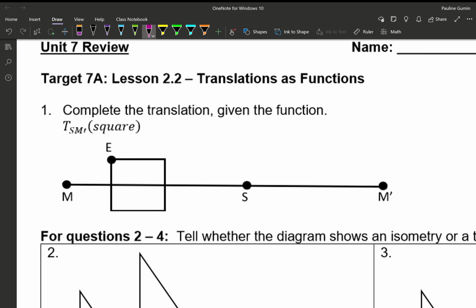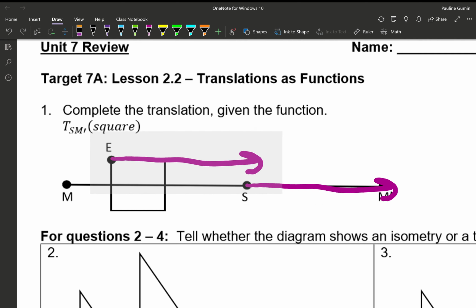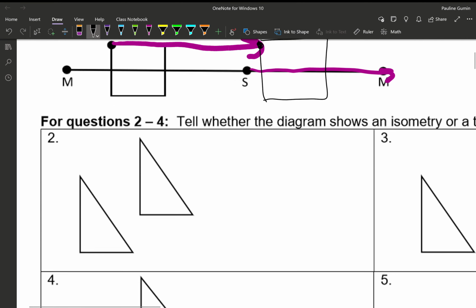Now, I'm going to be using the magic of technology. You should probably be using a ruler. So first, I follow the letters in order as they're written, from S to M prime. That's the distance. That's the direction. Now, of course, like I said, magic of technology, I'm copy and pasting that same distance, starting at the point that is labeled on my square. Wherever that line ends, that's where my translated square begins, and I'm going to call it E prime. So we moved the square the same distance in the same direction as SM prime.